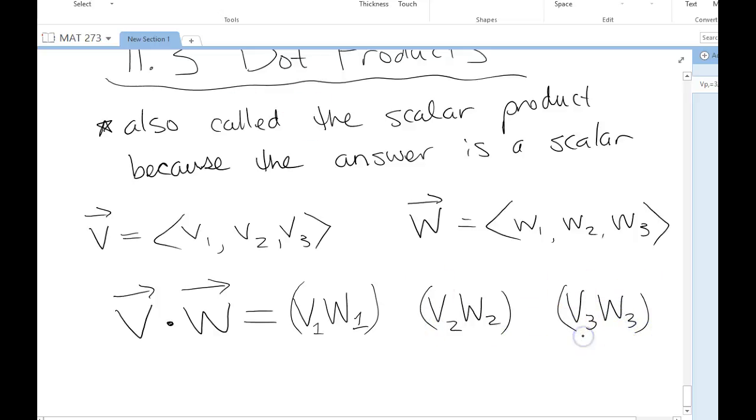So you're multiplying corresponding components and adding the products together. And your answer is not a vector, it's just a number. You just get a number answer back. This is multiplication and addition.